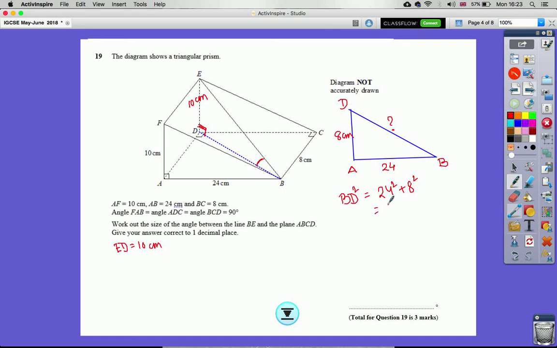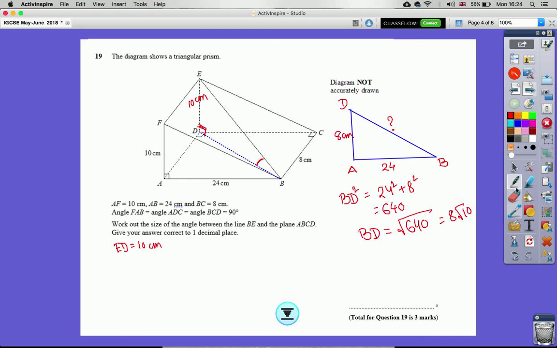which will give me 640. So BD is the square root of 640. It's 8 root 10. We'll keep it in surd form for now, because I don't want to round it up too early. So leave it as a surd because that is not my final answer. I just found the exact length of BD in terms of surds.